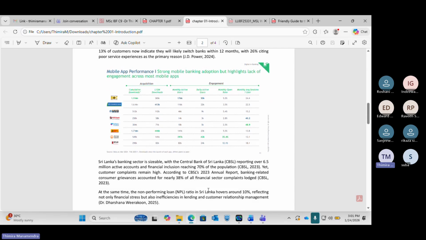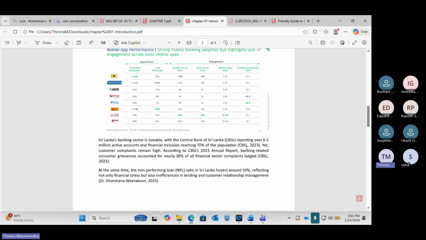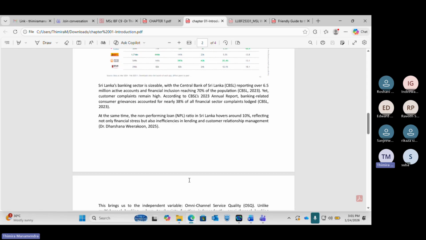And also learn from her how she has brought in this referencing. She has taken this from CBSL, and there are certain other references that come in here. This adds credibility. So this is exactly the professional writing requirement when it comes to research.